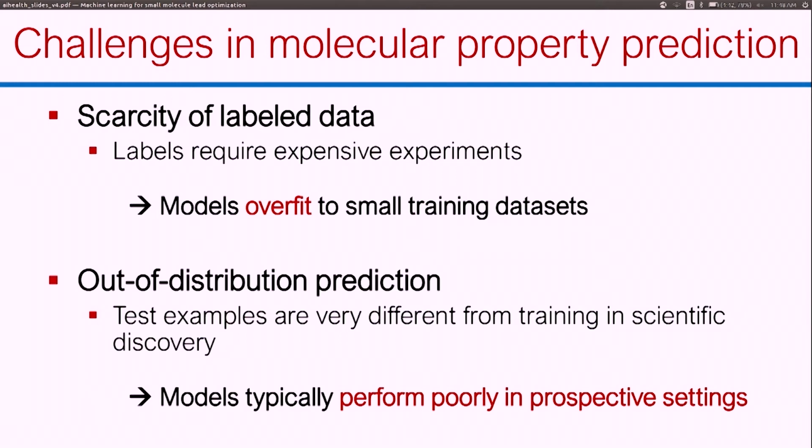We want to use these models for scientific discovery. We want to make predictions on examples that we may have never seen before. So by definition, there's usually a mismatch between the examples you see during test time and the examples your models were trained on. Empirically, we see that a lot of these models tend to perform very poorly in these prospective settings.